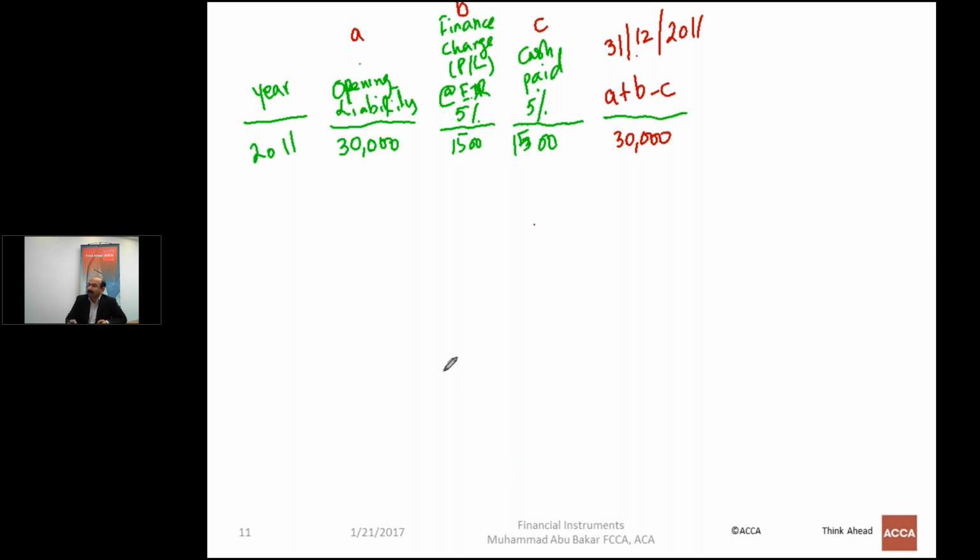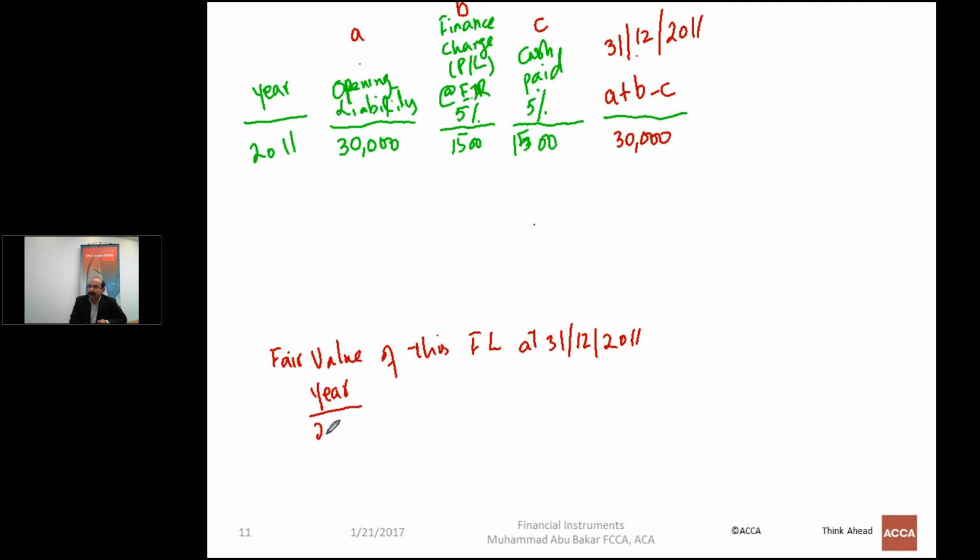So in order to calculate the fair value, see, the formula is very simple. This means what we are going to do, we are going to calculate fair value of this financial liability, I think, which is a bond. Financial liability at 31st December 2011. Simply enlist the future cash flows related to this liability.